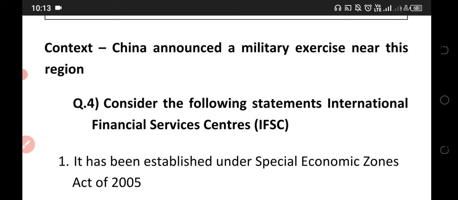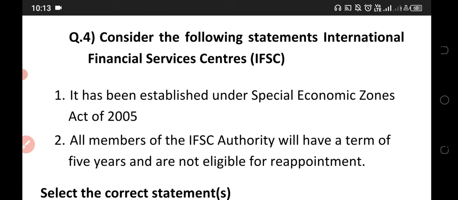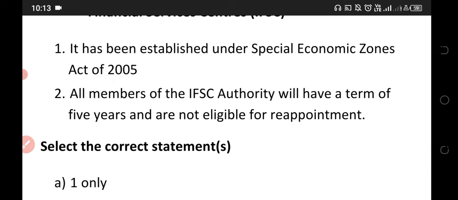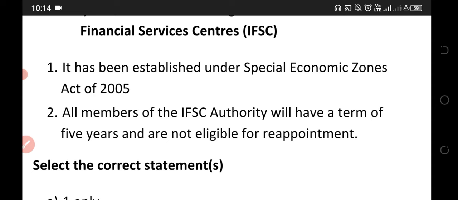Consider the following statements about the International Financial Service Center, IFSC. It has been established under the Special Economic Zones Act 2005. All the members of the IFSC authority will have a term of 5 years and are not eligible for reappointment. Which are correct about the International Financial Service Center? I think only and only D, because neither one nor two.